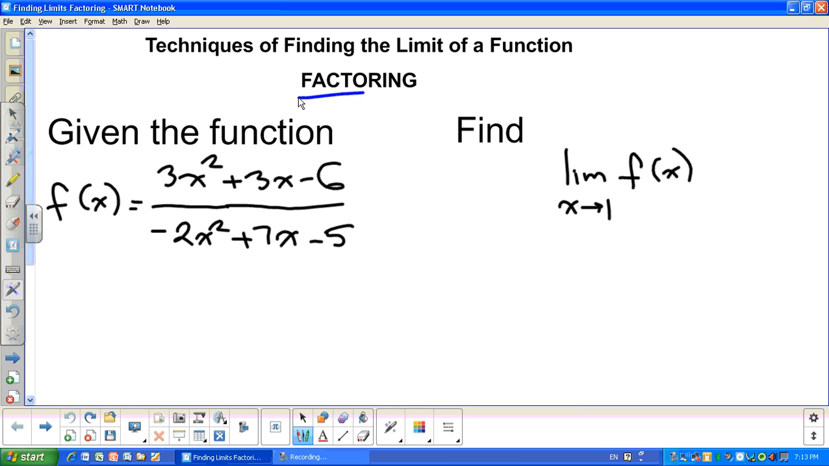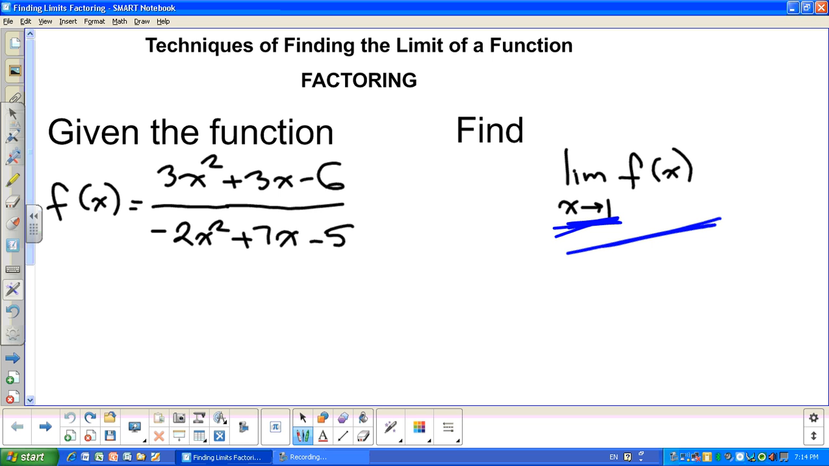Okay, so by factoring. Now, I'm going to give you the function that you have right here, f of x equals 3x squared plus 3x minus 6 divided by negative 2x squared plus 7x minus 5. And what I want to find is the limit as x approaches 1 of f of x.